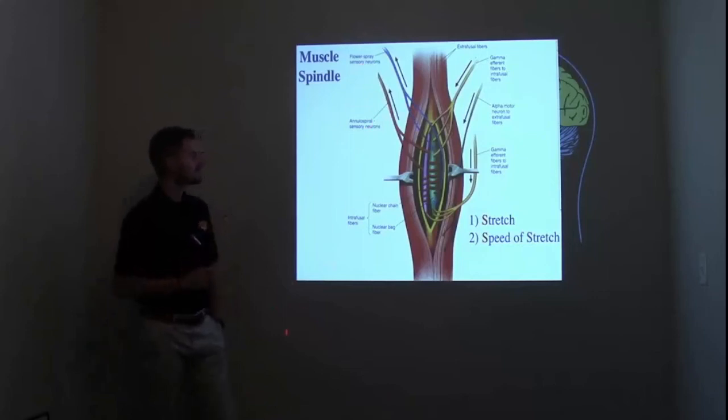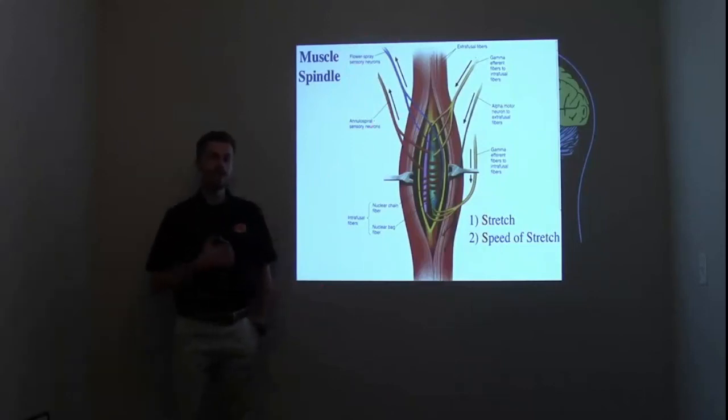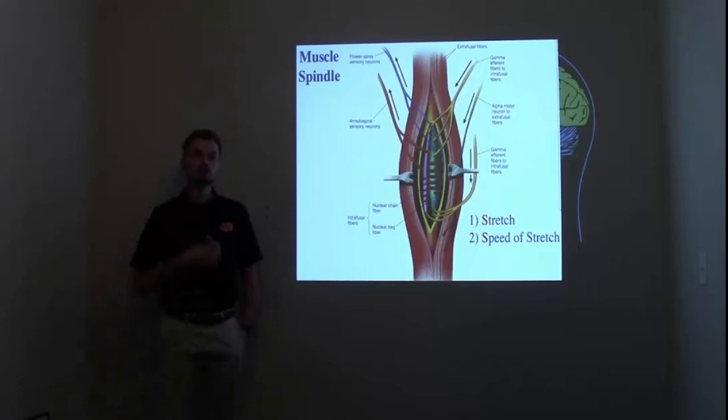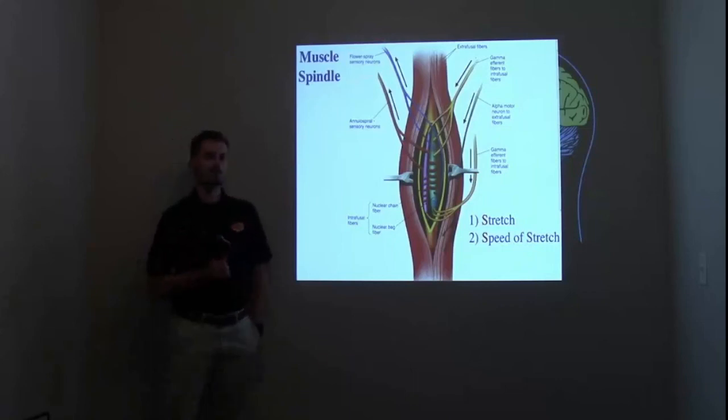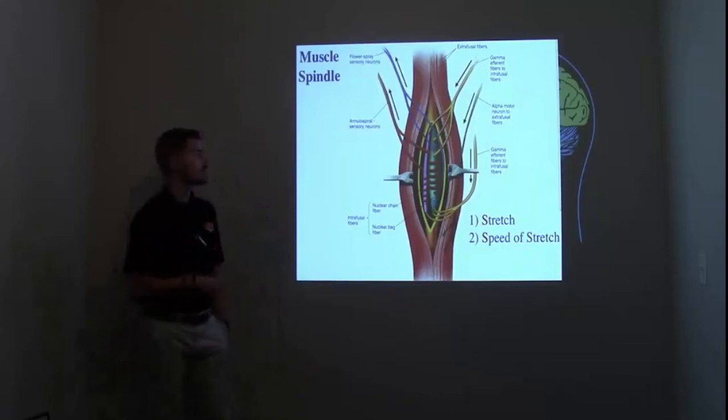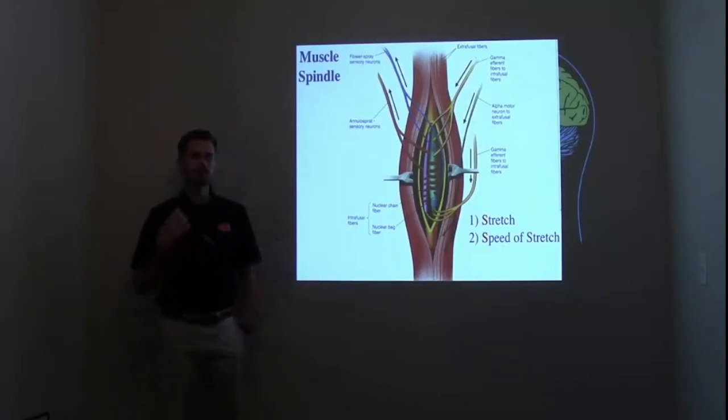Okay, and the biggest difference between those two is that the annulospiral sensory neurons are called our group 1A afferents, and those are actually one of the fastest messengers we have in our nervous system. Then we have the flower spray sensory neurons, called group 2 afferents. The biggest difference is that the annulospiral sensory neurons, those group 1A afferents, are detecting dynamic changes in the muscle length.